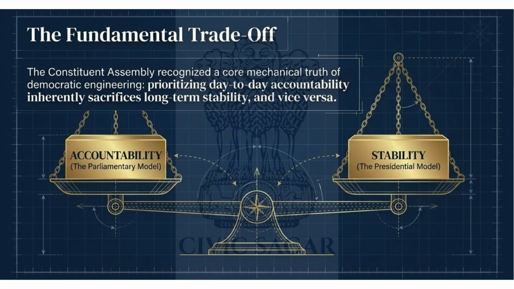Every choice comes with a core mechanical trade-off. If you balance the scale to a day-to-day accountability, you inherently risk long-term stability. If you anchor it firmly to rock-solid stability, accountability can drop out of reach. The parliamentary model chose accountability, the presidential model prioritized stability.